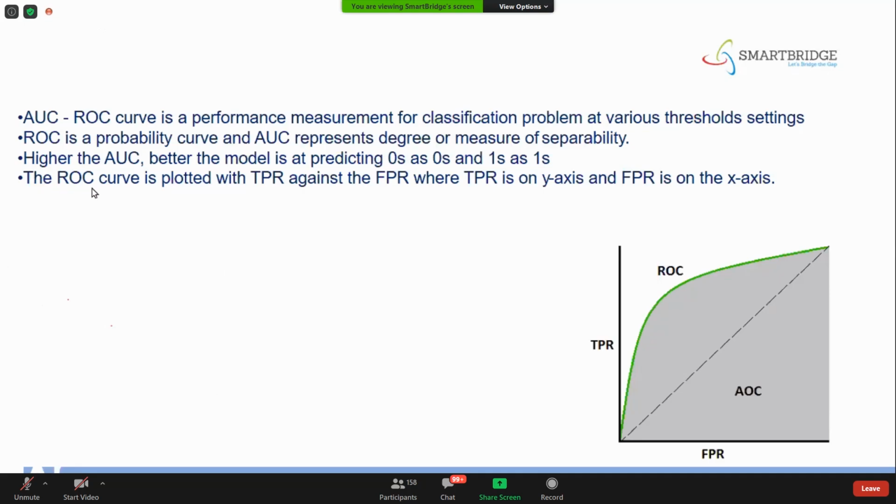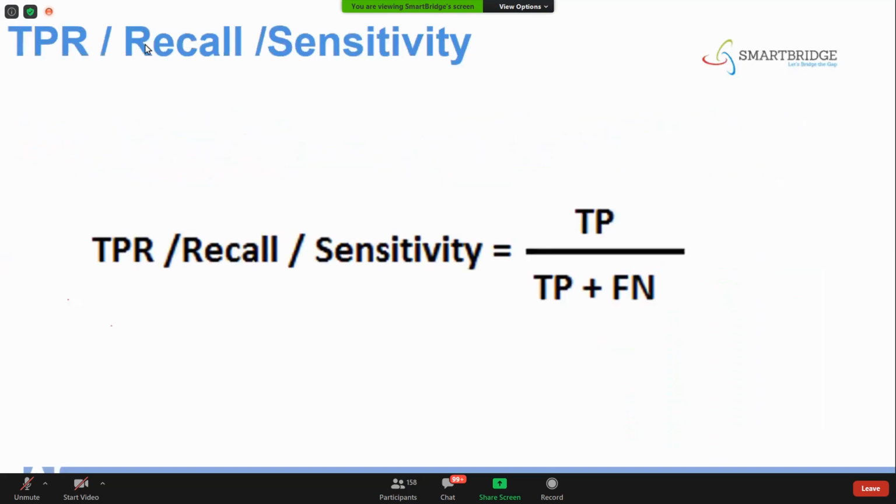Now, the ROC curve is plotted with TPR against FPR. FPR will be on the x-axis and TPR will be on the y-axis. So before this, let's calculate TPR. TPR is also called recall. It is also considered as sensitivity, and this is formulated as true positive divided by true positive plus false negative.